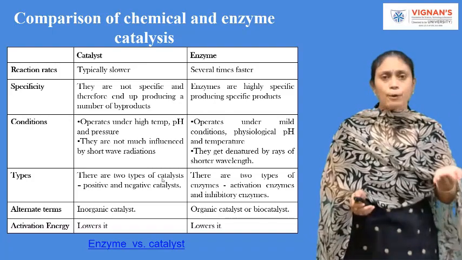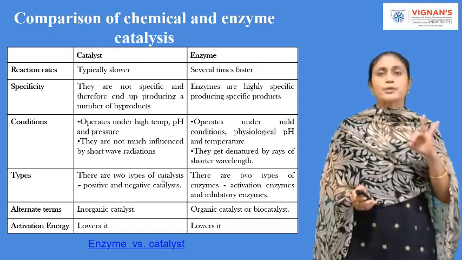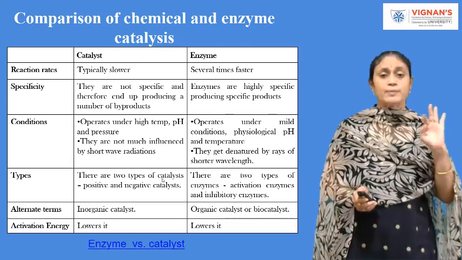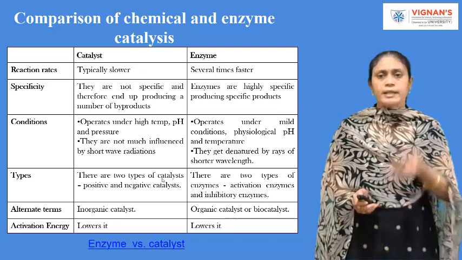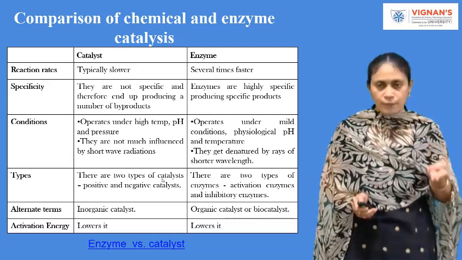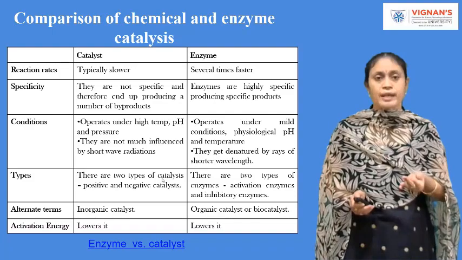And coming to the type of chemical catalyst, there are two types of chemical catalyst. One is positive as well as another is negative catalyst. And coming to the enzyme, there are two types of enzymes. One is activation enzymes and another one is inhibitory enzymes.